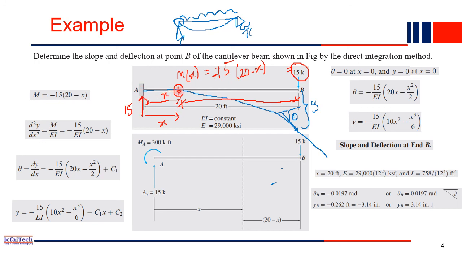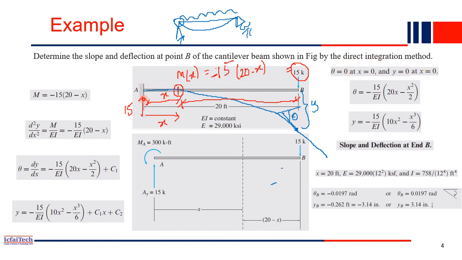Because deflection started from here. So if you draw a tangent at this point, it will be simply horizontal, right? So slope at a is also 0. So that's what the slope at x equal to 0, theta is also 0, right? At x equal to 0, x starts from here, right? Here x equal to 0 and here x equal to 20 at this point. So at x equal to 0, you have theta also 0. This is one equation you got.